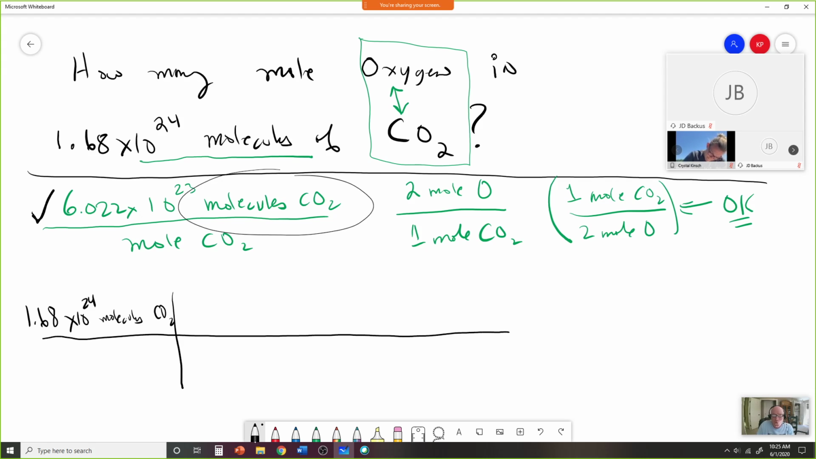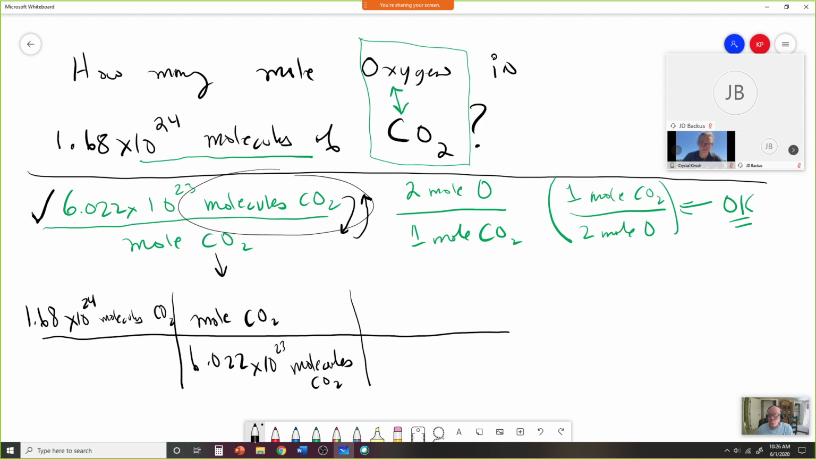Now, we're going to have to flip this over to get molecules on the bottom. So we say mole CO2 for every 6.022 times 10 to the 23rd molecules CO2. There it is. And molecule CO2 cancels. All right, so I know I have it set up so far, and if we stopped here, we would have mole CO2. But that's not what we're after. What are we after? We're after mole oxygen.